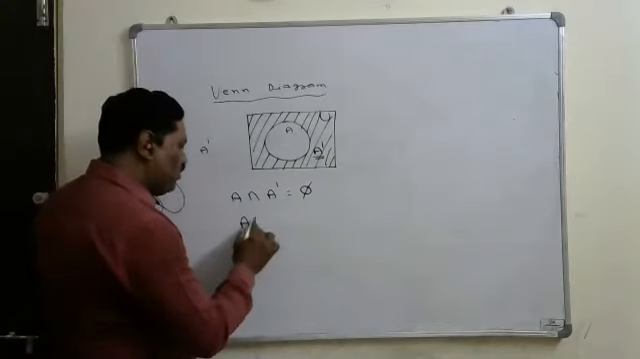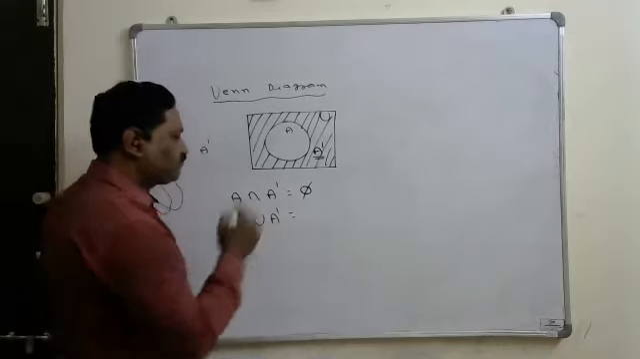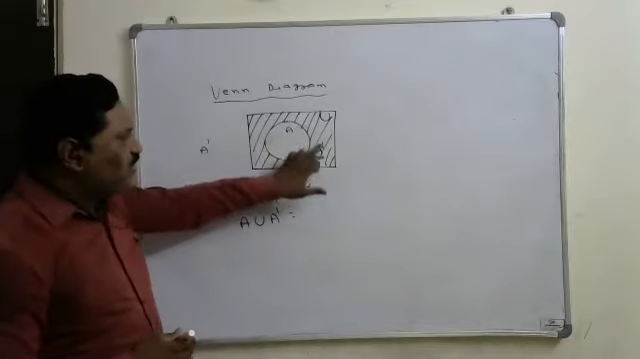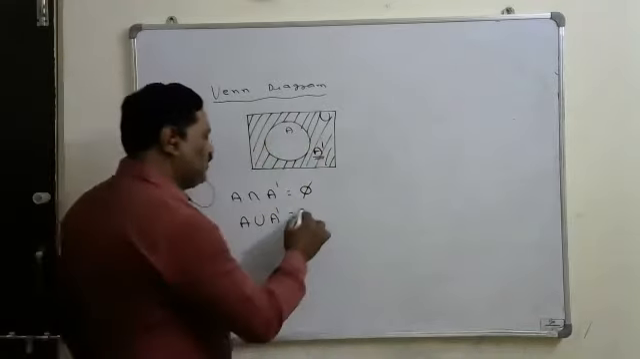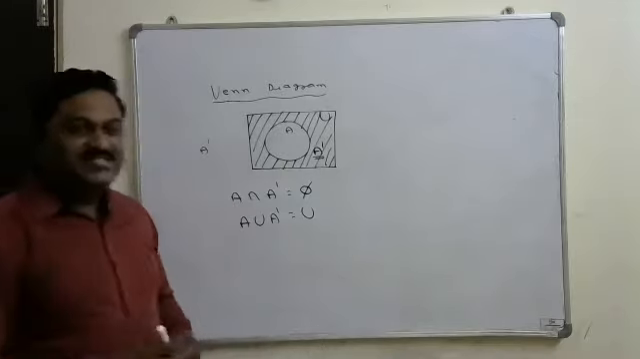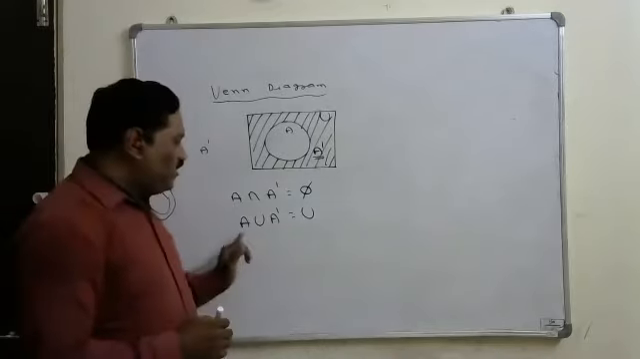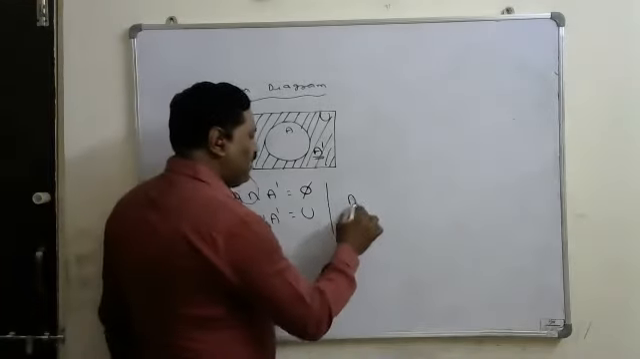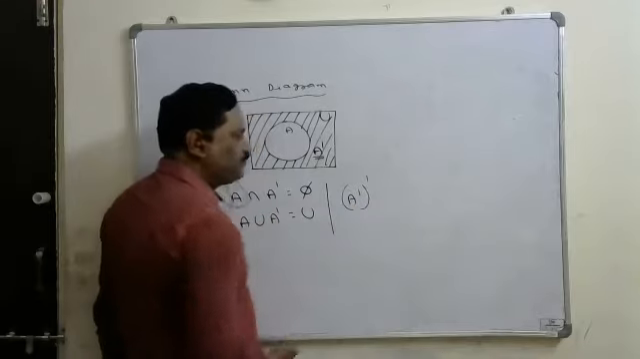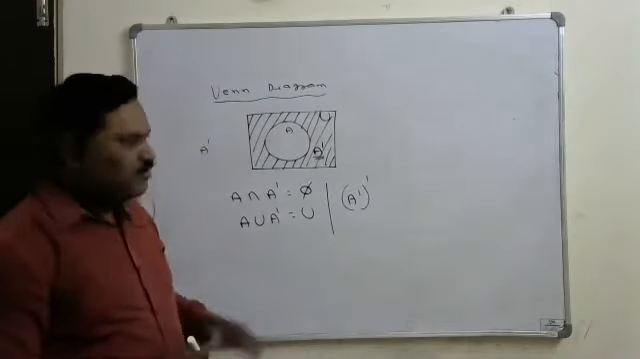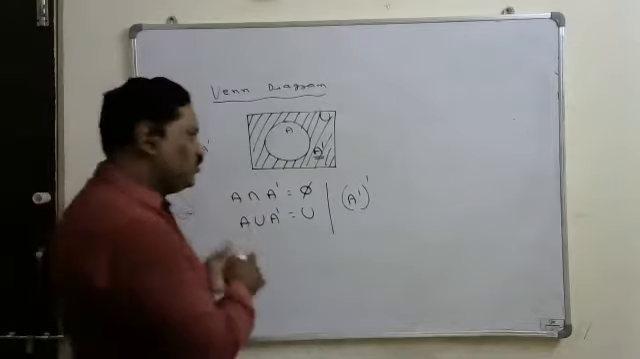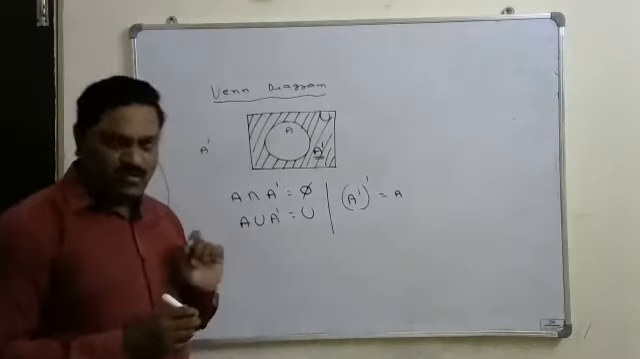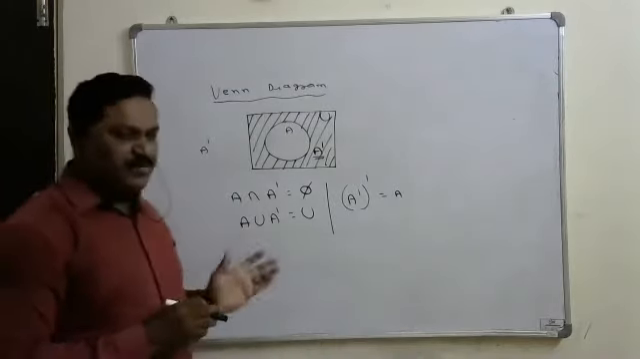Similarly, A union A complement क्या होता? A union A complement means this is A part and this is A complement. That is union, it is universal set. A union A complement is the universal set. Okay. Similarly, tell me what is the A complement whole complement? A complement का whole complement किया तो A. We are going to get the A only, right? So these are the properties, we can remember them easily.